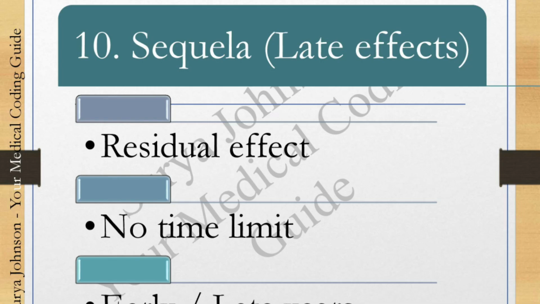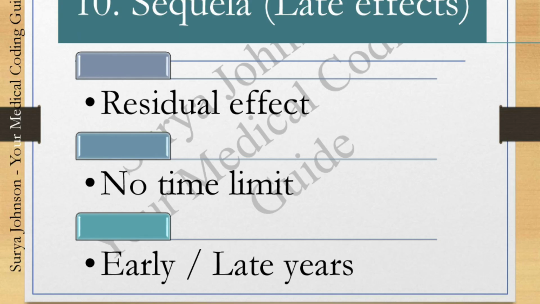So the number 10th is the sequelae. Sequelae means late effects, after effects. So what is sequelae? It is a residual effect. What is residual effect? Some condition or some injury has happened to a patient, but after some months, sometimes some years also, it shows some other complications. That is the residual effect. So there is no time limit. It can be very early or in the late years.